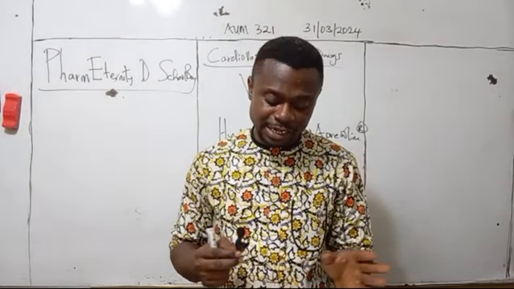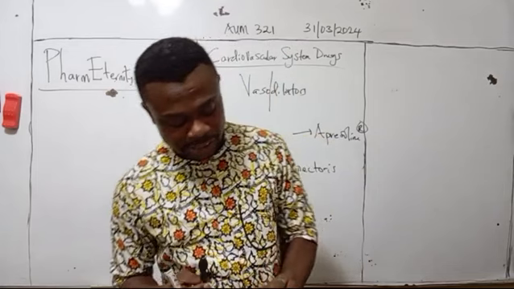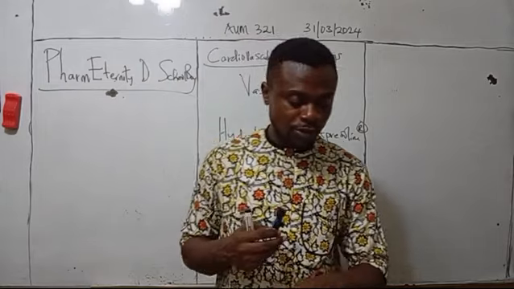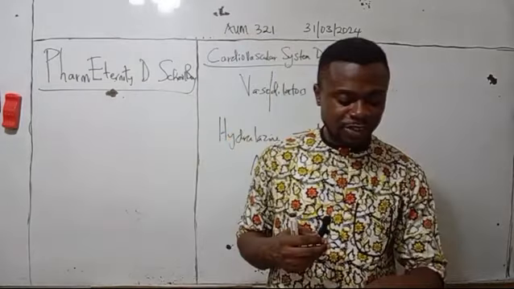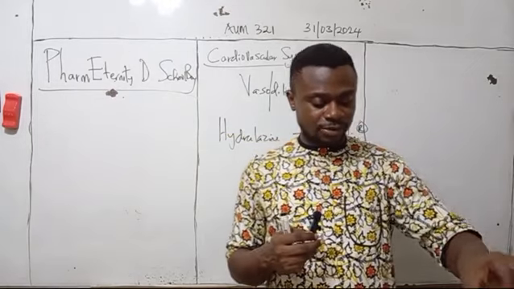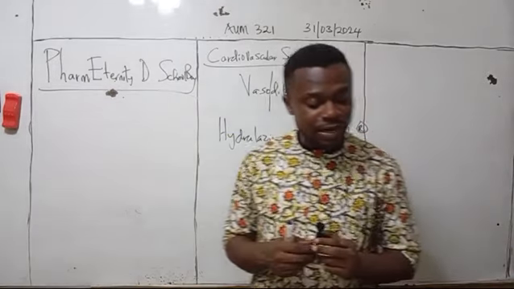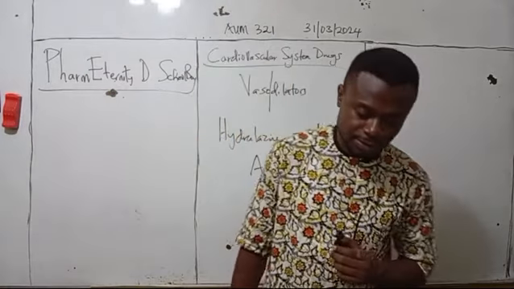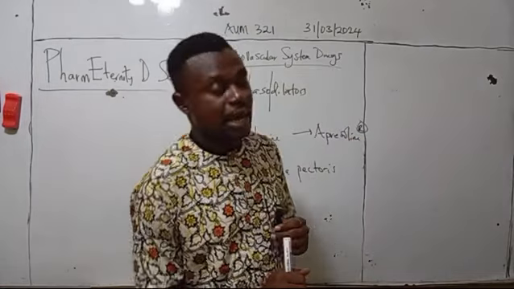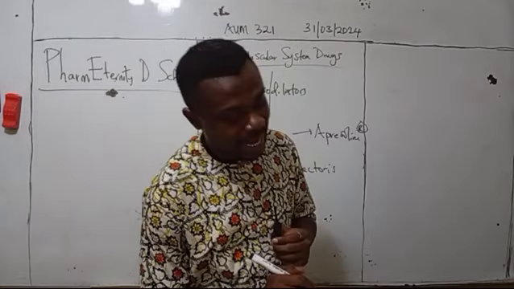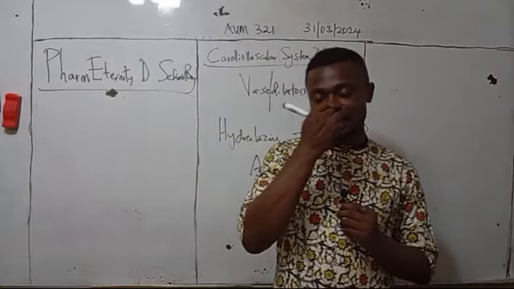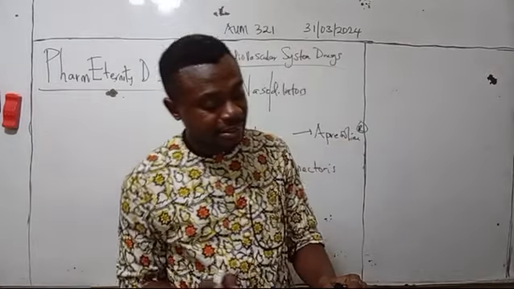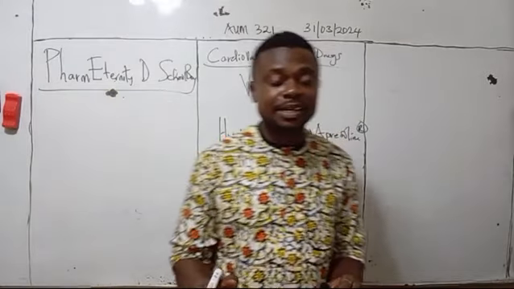All right, so now let's look at some examples of coronary vasodilators. Here we have isosorbide dinitrate. It comes as a tablet, and it can also come as sustained release tablets. The normal tablet comes as 5 milligram, 10 milligram, 20 milligram, and 40 milligram.